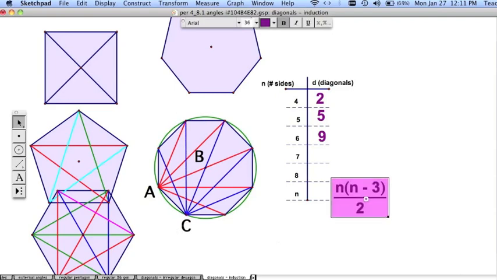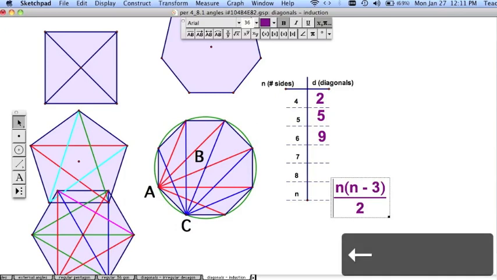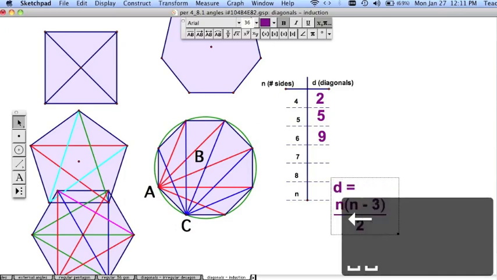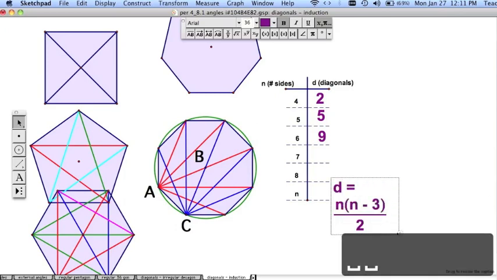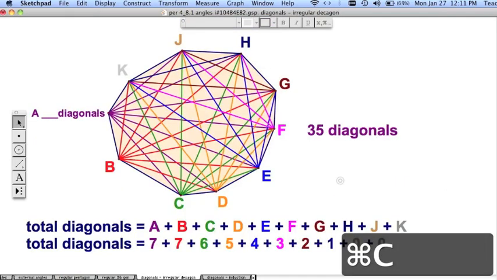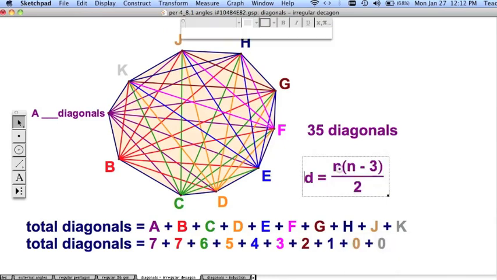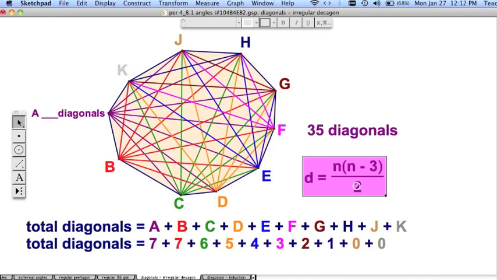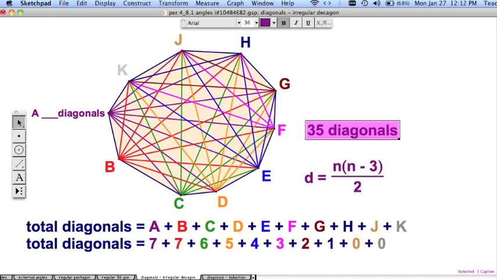Now let's check this out. Take this to the previous page, and I'm going to write D equals. I'm going to take this to the previous page and see how it checks out. I had 10 sides. Wait, hang on. 10 minus 3 is 7. What's 10 times 7? 70. What's half of 70? 35. Boom, shakalaka. You're done.